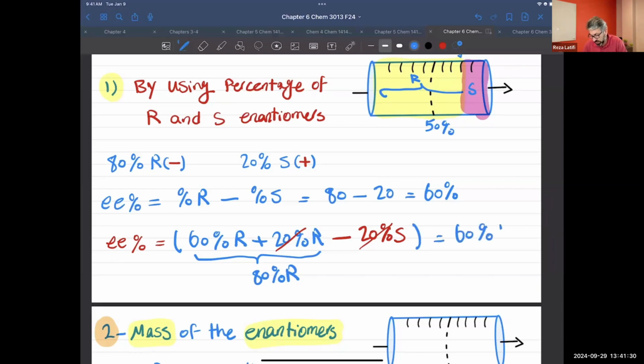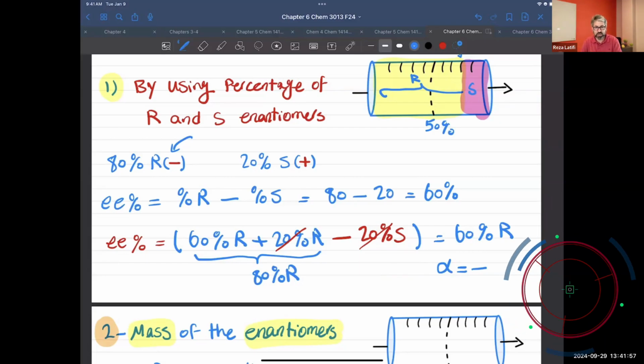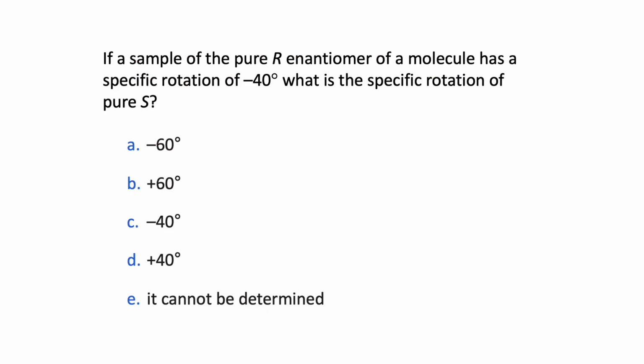And 60% from R. If you know the direction of rotation for it, and then your alpha, you know the sign for alpha. It says R is negative, so that means the number for alpha will be a negative number. I don't know the number for it, but it will be negative. Why? Because I have excess from R, and R has negative rotation. That's one. So if you know the percentages, you just subtract them, and the difference between them will be the percentage of enantiomeric excess.